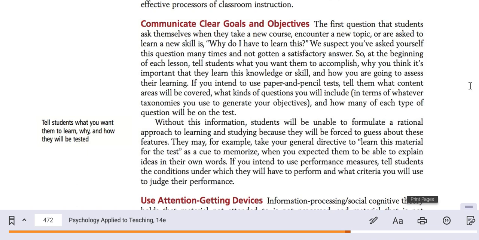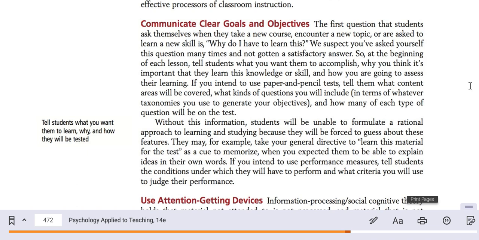If you intend to use paper and pencil tests, tell them what content areas will be covered, what kinds of questions you will include, in terms of whatever taxonomies you use to generate your objectives, and how many of each type of question will be on the test. Without this information, students will be unable to formulate a rational approach to learning and studying because they will be forced to guess about these features.